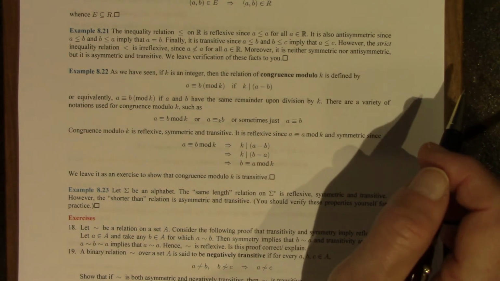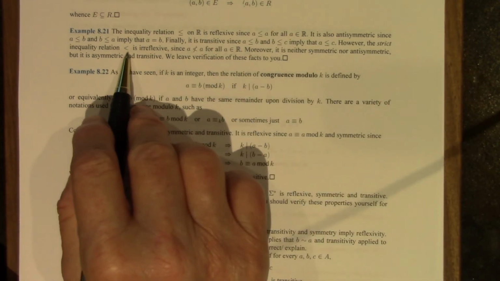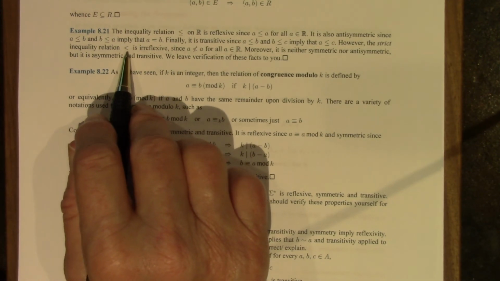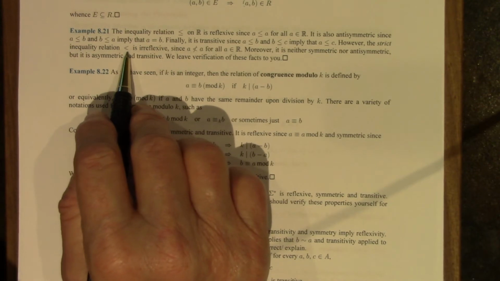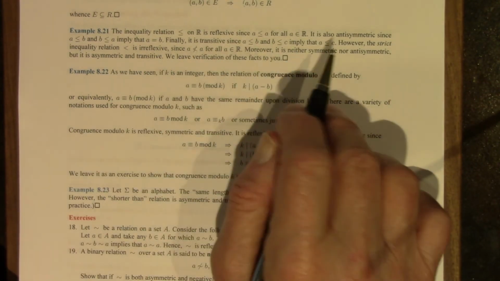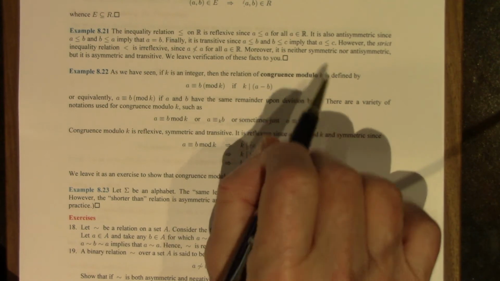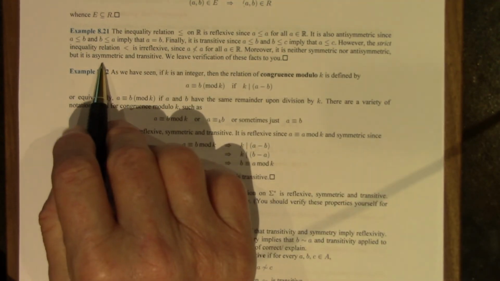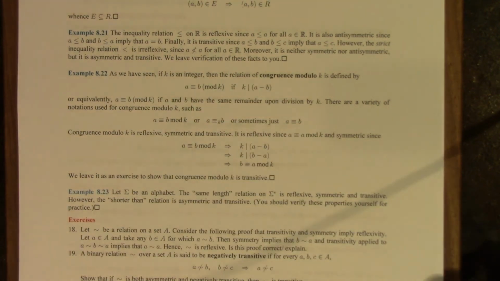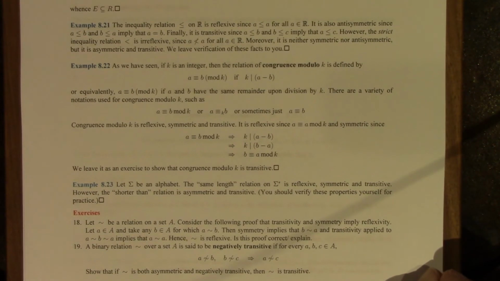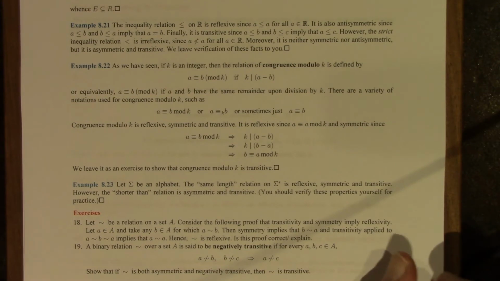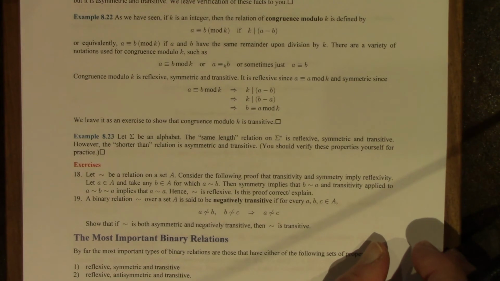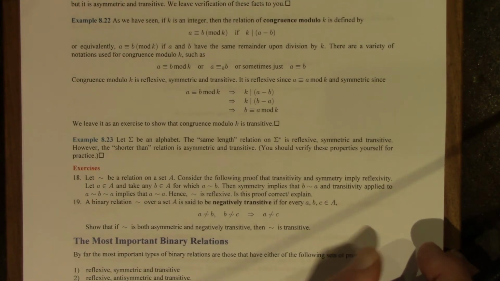But on the other hand, strict inequality is irreflexive. No element is strictly less than itself. No real number is strictly less than itself. And it's neither symmetric nor anti-symmetric. But it is asymmetric and transitive, and I'm going to leave all that for you to check. It's really good practice. If you're going to become comfortable with these six properties, you really need to practice.